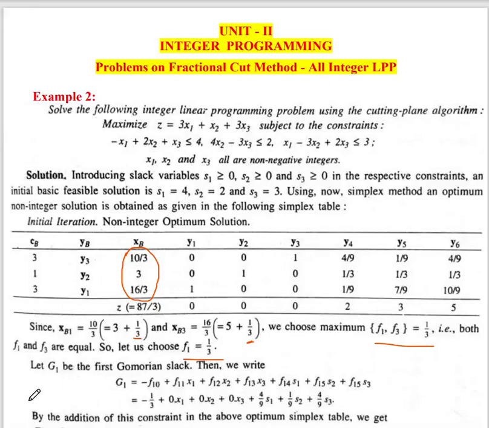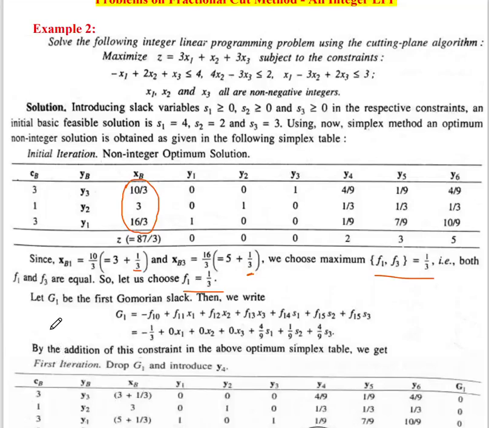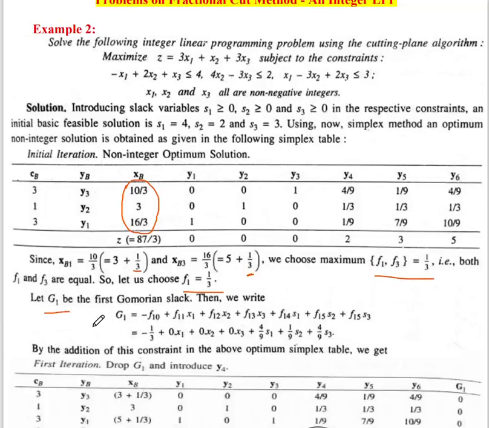Now we will add G1, that is a Gomorian slack. We introduce G1, the Gomorian slack variable, and it is defined as G1 equal to minus F10 plus F11x1 plus F12x2 plus F13x3 plus F14s1 plus F15s2 plus F16s3, for this row.